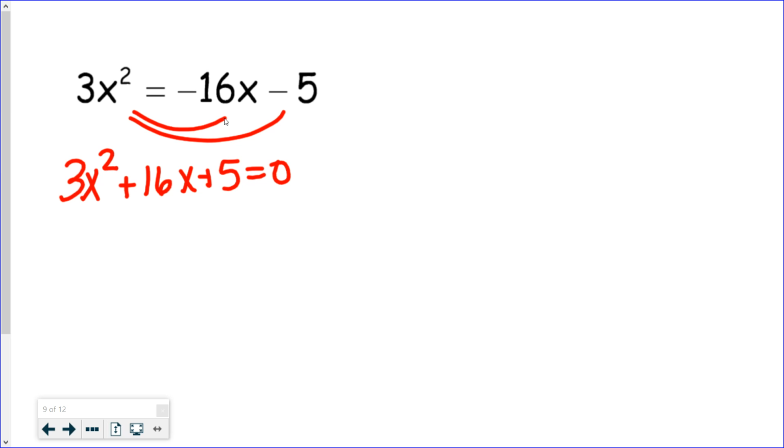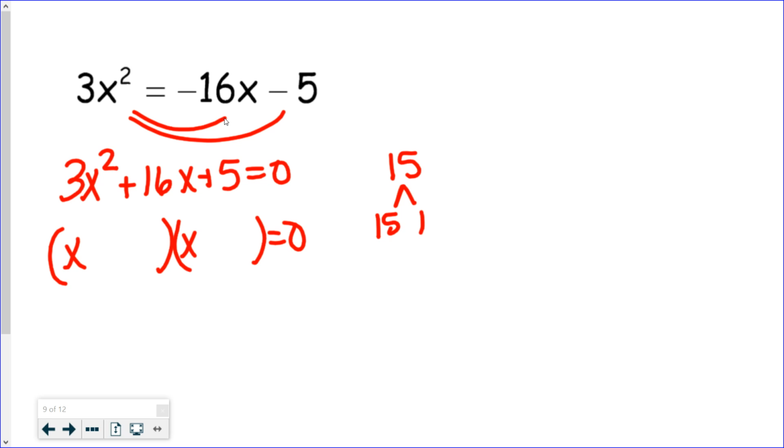Now we've got a leading coefficient that is not 1, so we're going to have to do our divide and slide. 3 times 5 would be 15. We're looking for two factors of 15 that add up to 16. So that would have to be 15 and 1. 3 plus 5 would be 8. That doesn't work. But 15 plus 1 would be 16. Need them both to be positive.